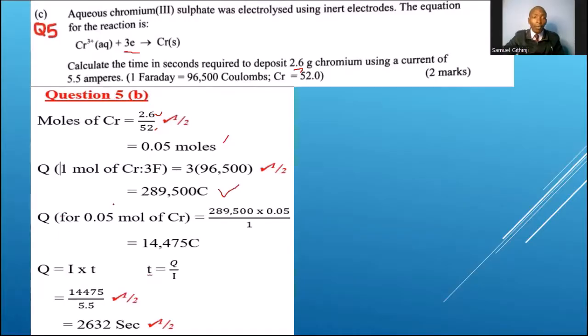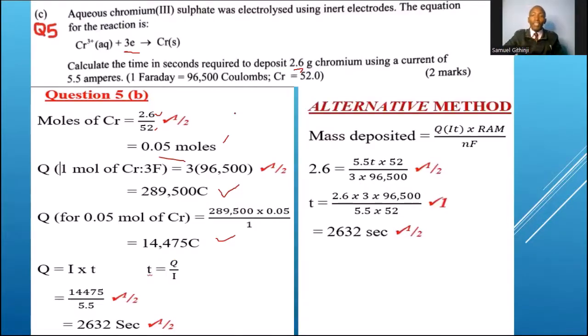Then you go ahead and work out how much quantity of electricity will be needed for this number of moles. If you work out, you get the quantity of electricity you need for 0.05 moles of chromium is this. Then use the formula, quantity of electricity equals current times time. Manipulate that formula to get t, because the current was given, and of course the quantity of electricity you have worked out. So that gives you the time in seconds. That is one way of doing it.